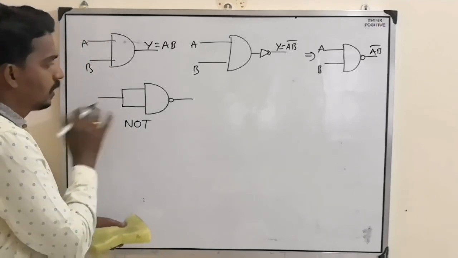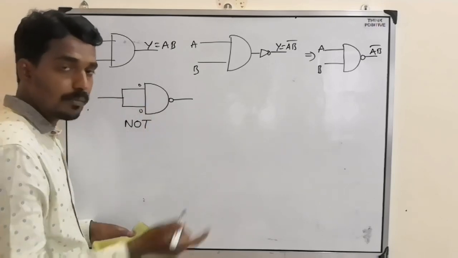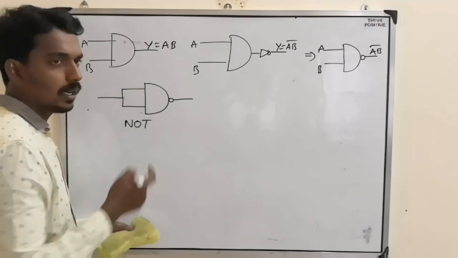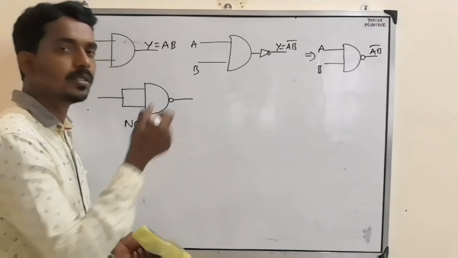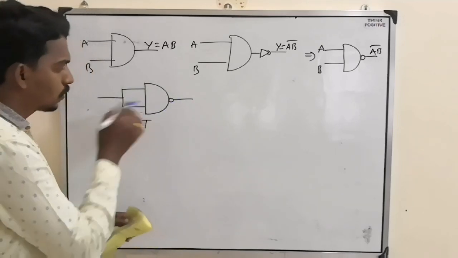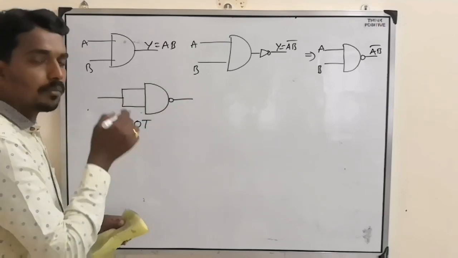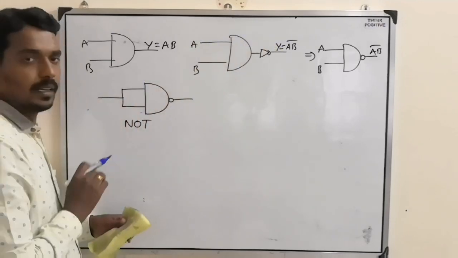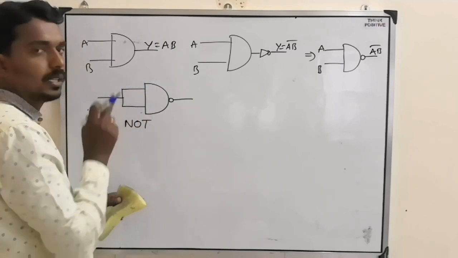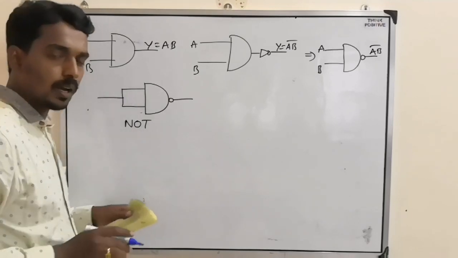Suppose you have given 0, then 0, 0. For 0, 0, what is the output of the NAND gate? 1. If you give 1, then 1, 1. For 1, 1, the NAND gate gives what output? 0. So for 0 it is giving 1, for 1 it is giving 0. So the truth table is behaving like a NOT gate. So for the construction of a NOT gate from the NAND gate, what you have to do is just connect both the inputs together and give either 0 or 1.